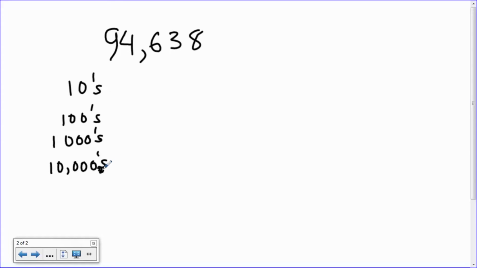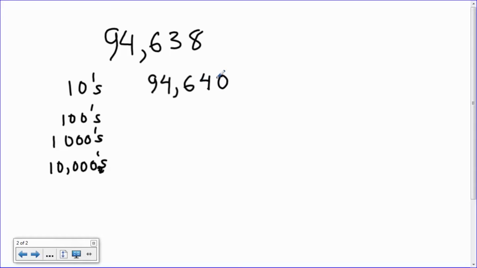Let's do the first one together. In the tens place, it's a 3. I look at the digit immediately to its right. It's an 8. That's 5 or bigger. So in this case, this number is going to get changed to 94,640, because the 8 is 5 or bigger, the 3 becomes a 4, and the ones place becomes 0.